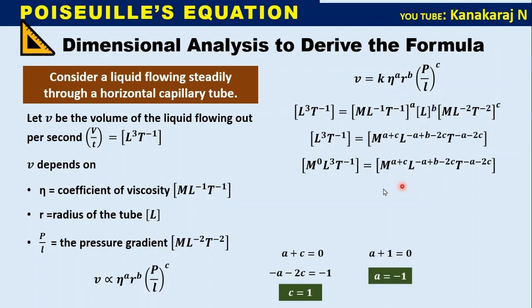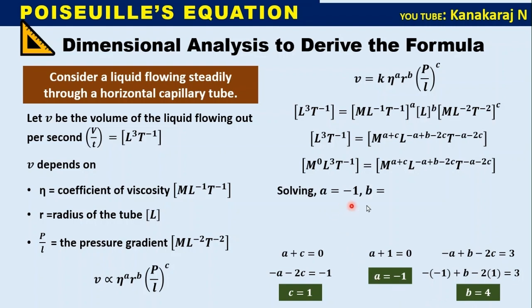Now, let us compare the power of L. So we get minus A plus B minus 2C equals 3. Let us substitute the value of A as minus 1 and C as plus 1. So we get minus 1 times minus 1, plus B, minus 2 times 1, equals 3. On simplifying this, we get B equals 4. On solving, A equals minus 1, B equals 4 and C equals 1.